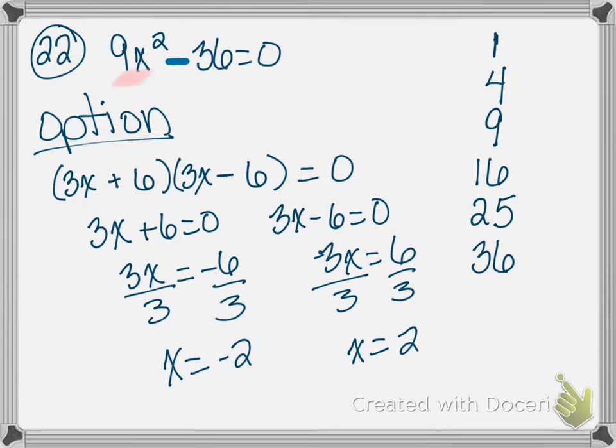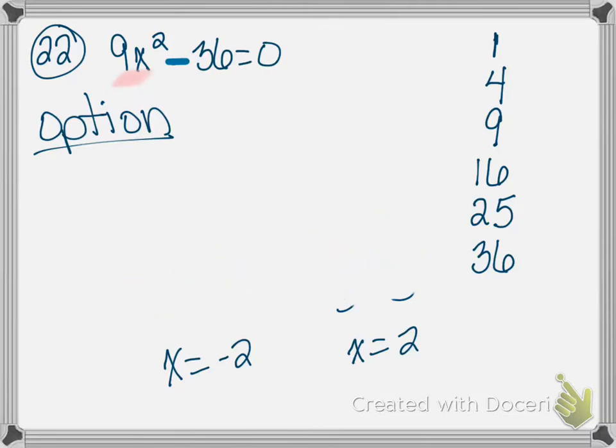Okay, that is one way to do it. Looking at it and identifying it as a difference of perfect squares really is a quick way to do it. Now I'm going to erase all of this and show you my second option. So this is option 2.